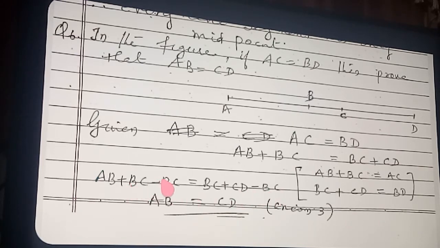So, BC minus BC will cancel. Here this BC and this minus BC will cancel. So, here what is remaining? AB. Here what is remaining? CD. So, we proved now. Very easy, this one. That is why it is given as a formula.